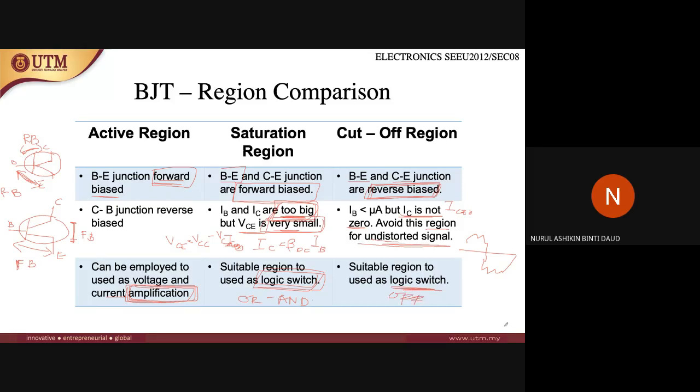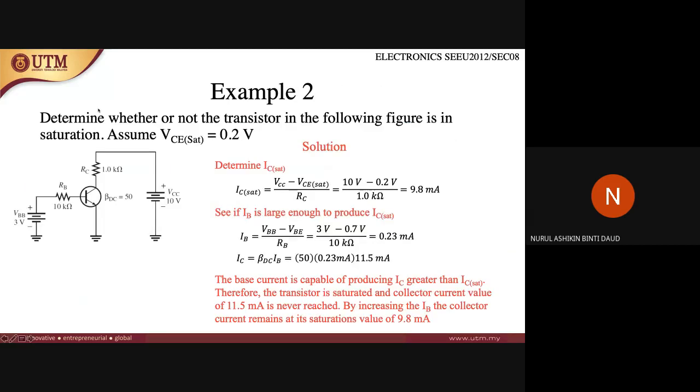So this is the comparison for these three regions. I will say that this is very important, so please memorize this and understand it well. Okay, now let's look at the example too.